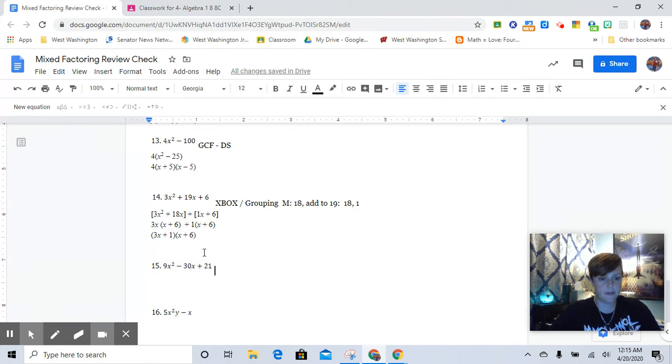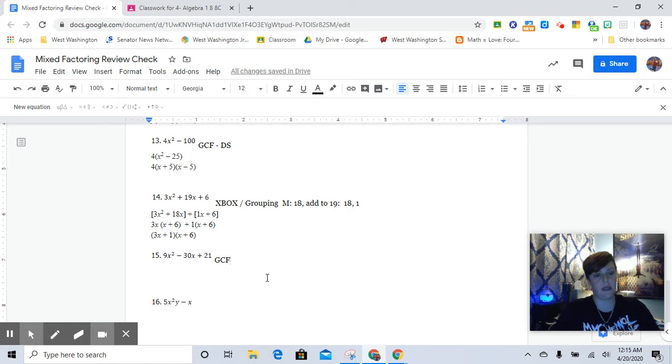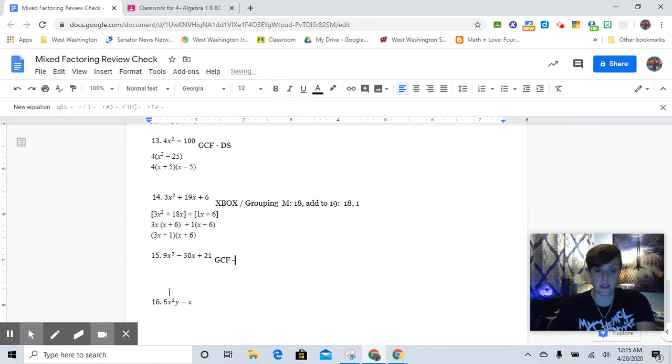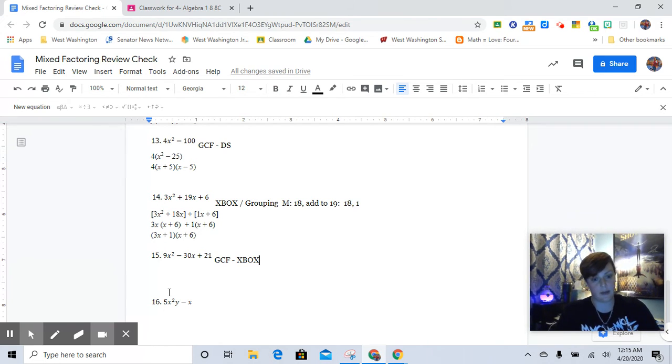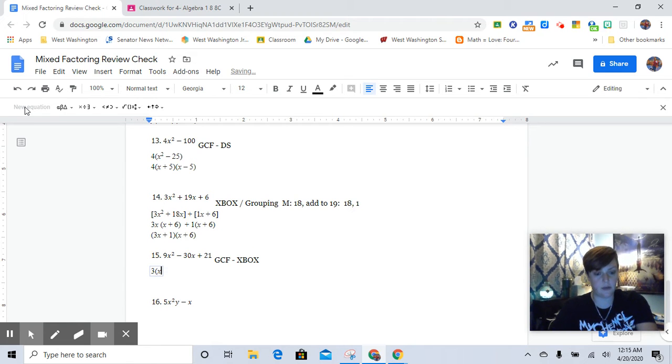All right, this next one, nice. It GCFs, but it doesn't GCF all the way because 9 doesn't go into 30 or 21, but 3 does. And so there's still going to be a lead coefficient. Since there's a lead coefficient, we are still going to have to do the X box method. And when I say X box, you know that I mean that you can group as well. So yeah, there's that. All right, so we're going to pull out the 3, and then we're going to be left with 3x squared minus 10x plus 7.